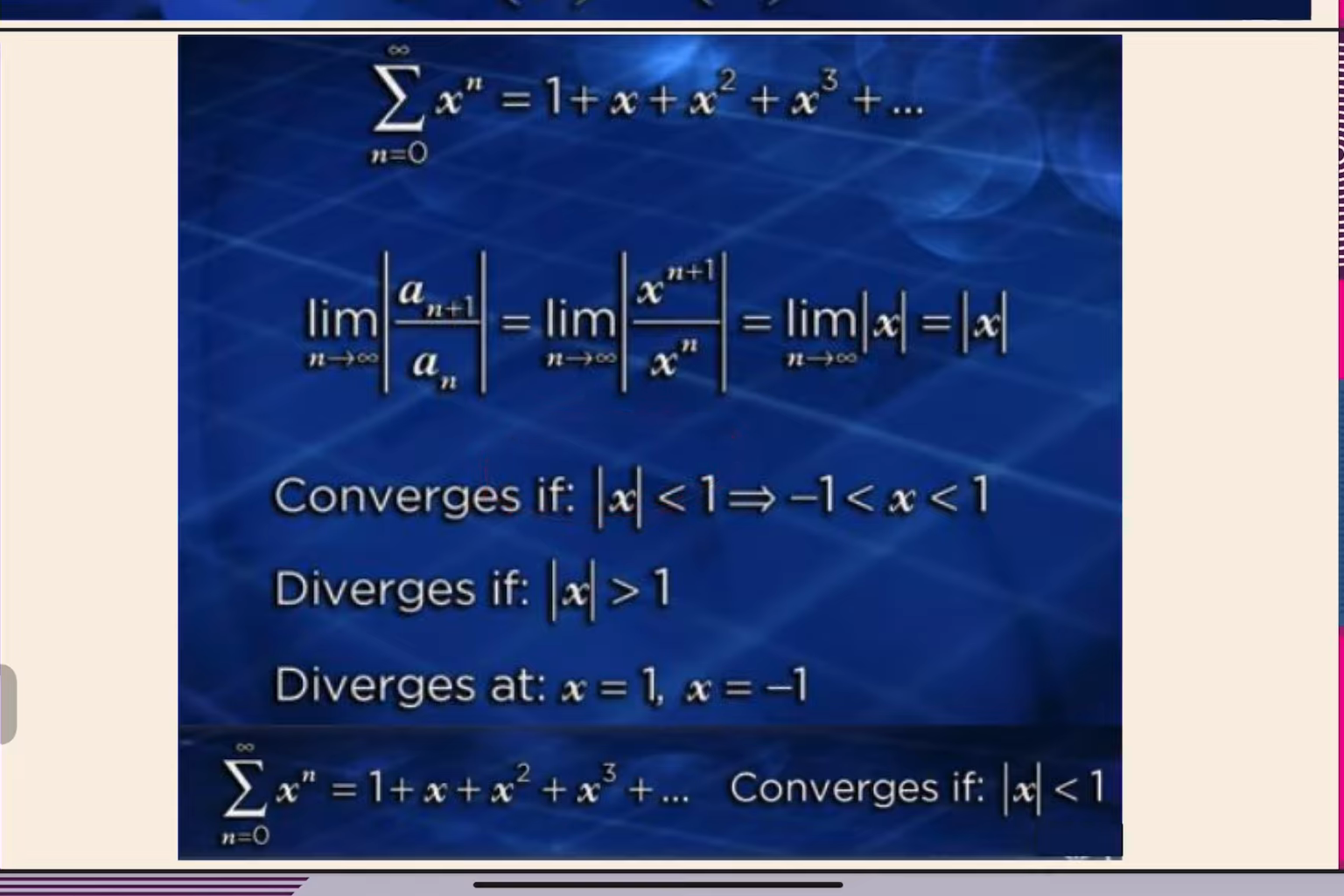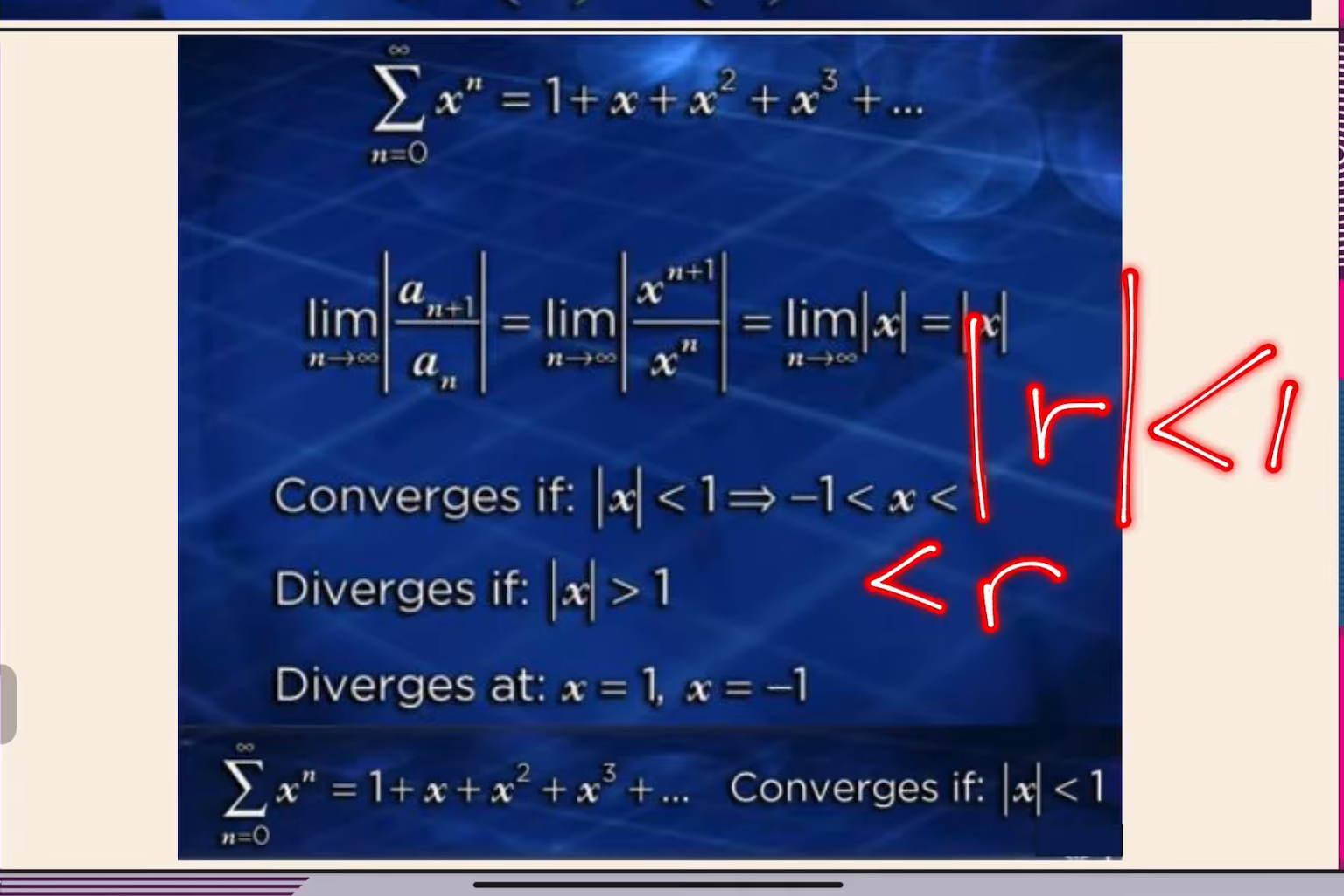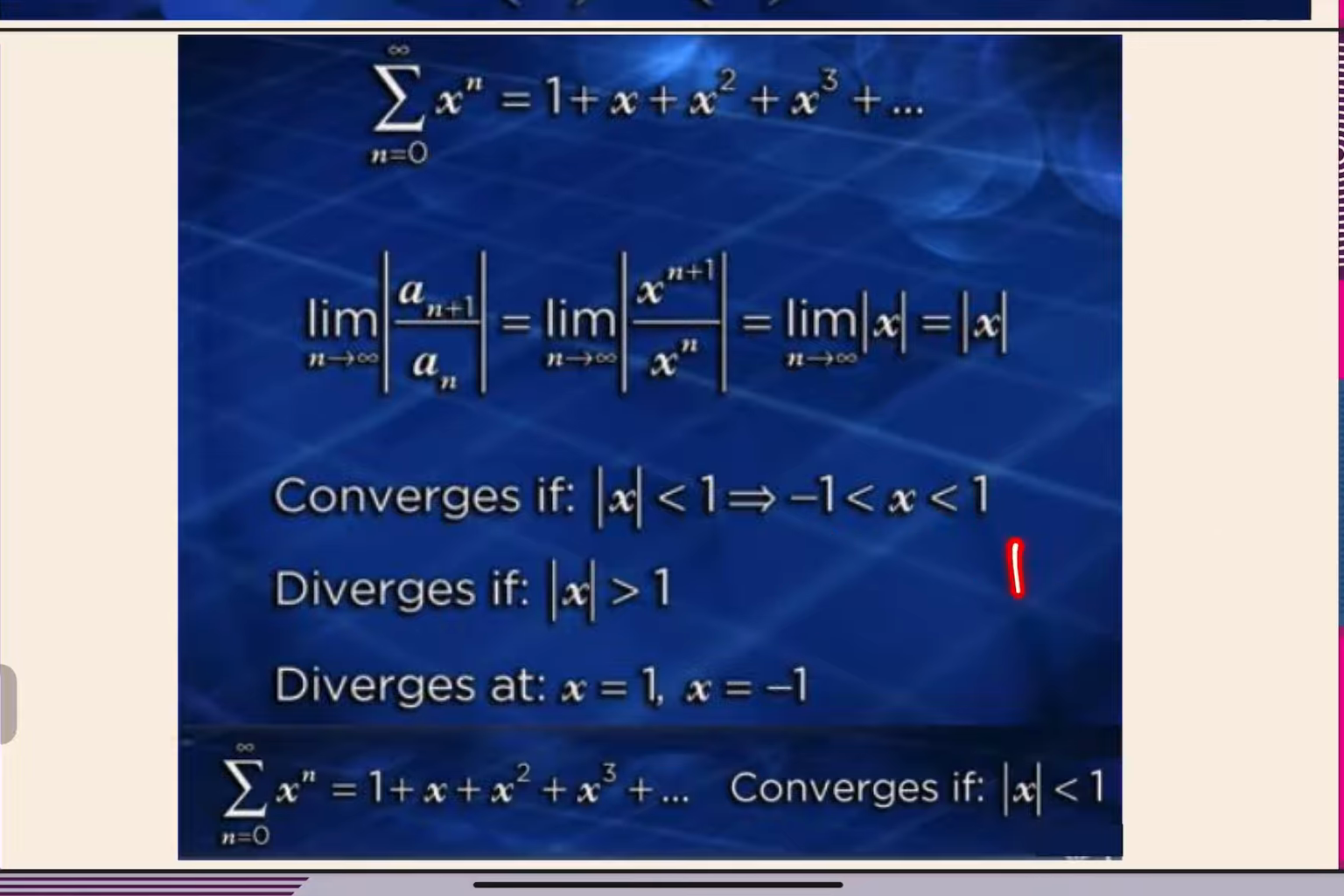And we already knew that from our previous study of geometric series, right? We said last time that the absolute value of r must be less than 1, which implies that r must be greater than -1 but less than 1.